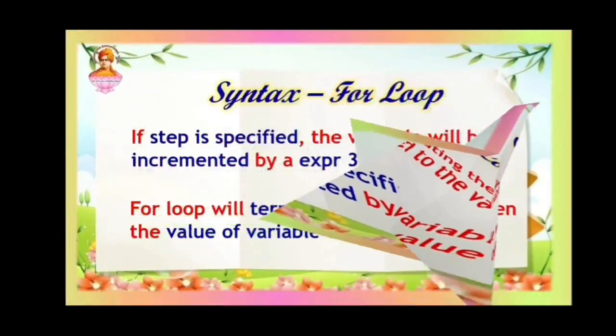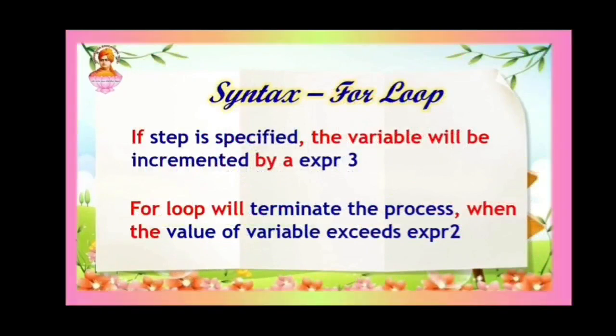Okay. If the step is specified in the program, the variable will be incremented by the value given in expression 3. And the for loop will terminate the process when the value of the variable exits in expression 2. The for loop will stop executing the process when the value exits in expression 2.